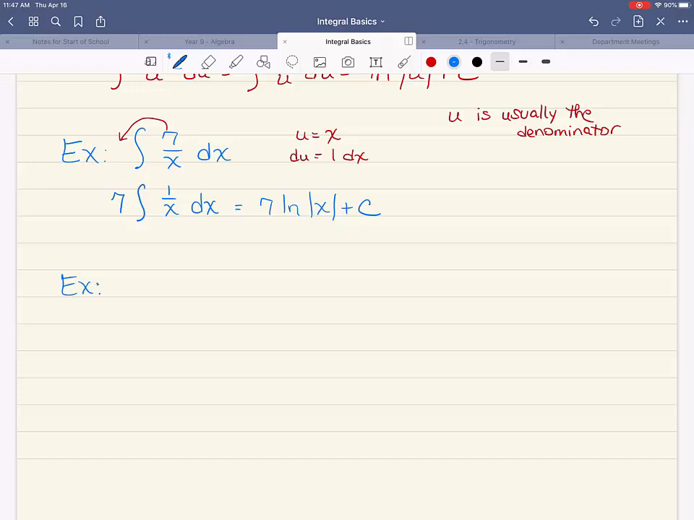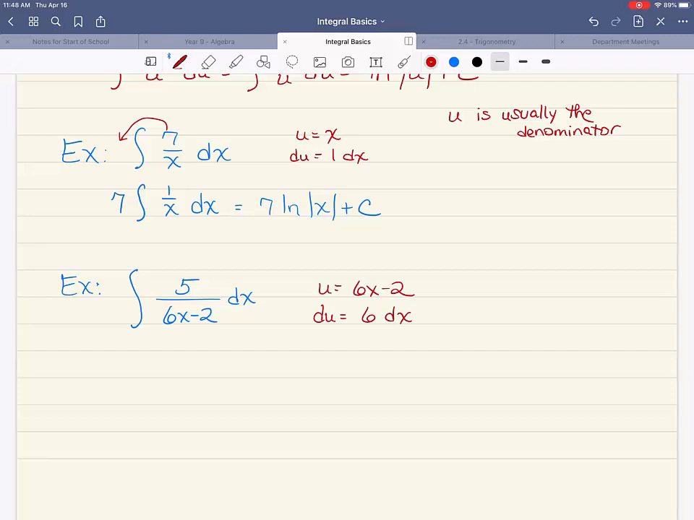Let's do the integral of 5 over 6x minus 2 dx. Now, the denominator is much more complicated than the last problem. So a U-substitution would be a good idea at this point. So as I mentioned up here, u is usually the denominator. So that's what I'm going to do for this problem. I'm going to say that u is the denominator, 6x minus 2. du equals 6 dx. Okay, so the denominator is u.